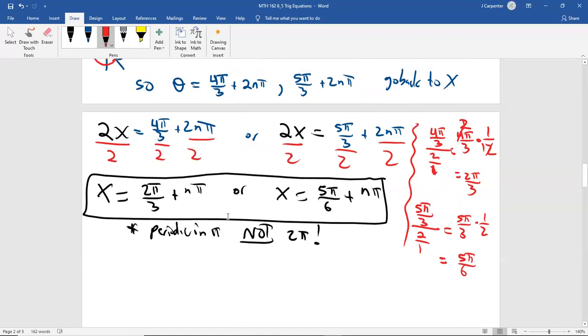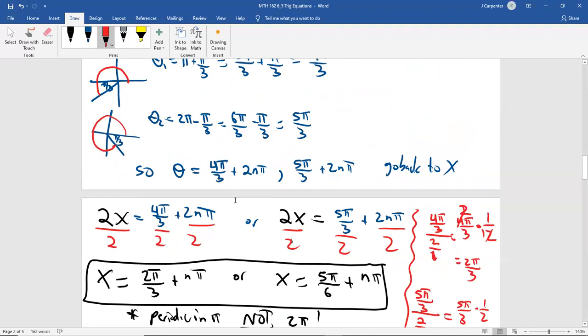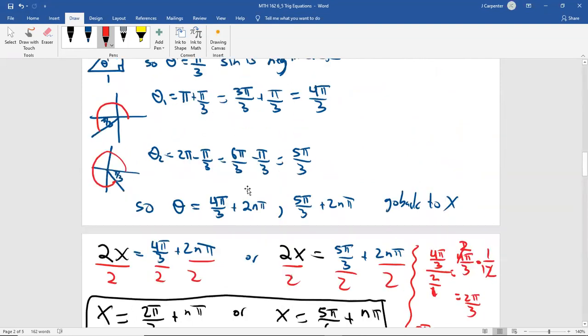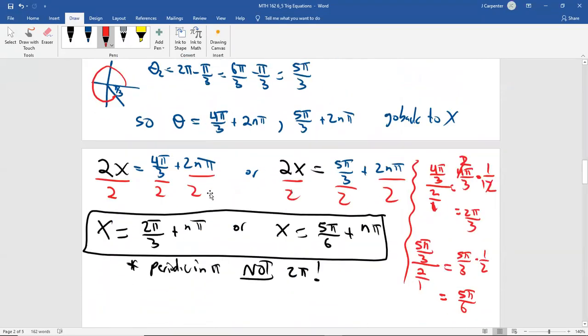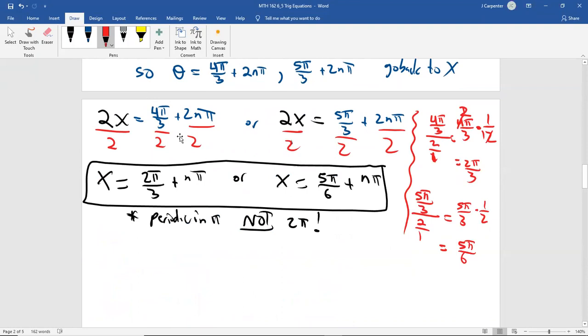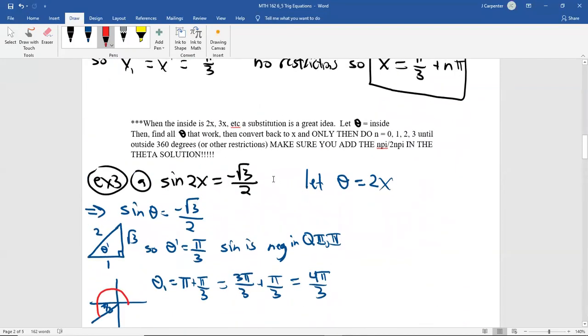Now, I did not go through n equals 0, n equals 1, n equals 2, any of that stuff, because this problem did not have any restrictions. So again, this whole let n equal 0, 1, 2, 3 is only if you have restrictions. Notice I said, or other restrictions. So that's why I did not do anything having to do with n equals 0, 1, 2, or 3 here, because this problem had no restrictions.